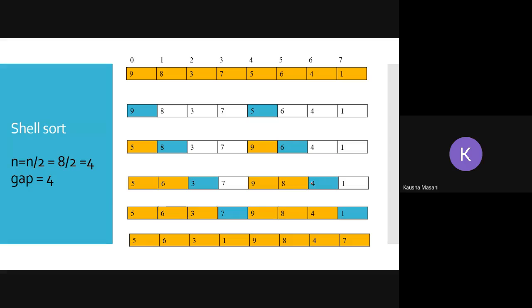Now compare 3 and 4. See, gap is 0, 1, 2 and the fourth one. So we have to compare the fourth element from our initial element, right? So 3 and 4. Do we need any swapping? No. So 3 remains as it is. Next element, compare with the fourth element. 1, 2, 3 and 4. So that becomes 1. So obviously 7 is greater than 1. So this 1 is swapped, and we say that after first pass, my array is 5, 6, 3, 1, 9, 8, 4, 7. This is the end of my first pass.